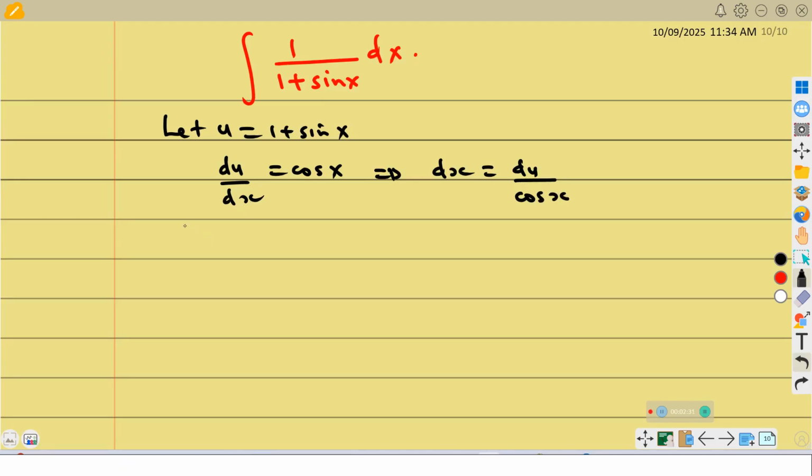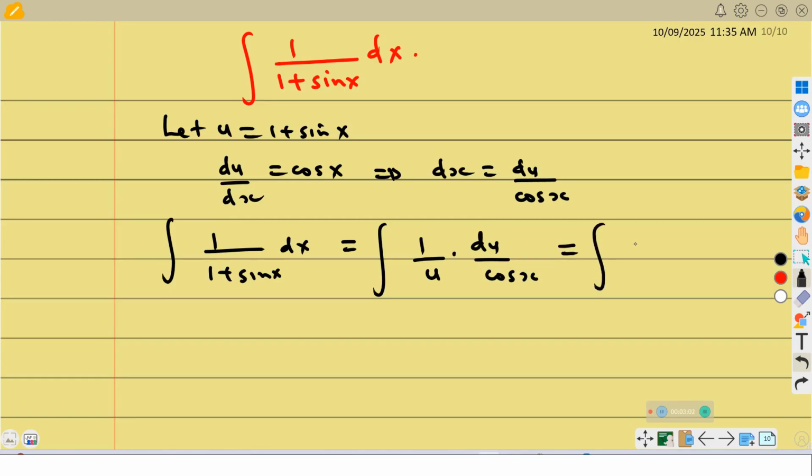But when you place it there, your integral of 1 upon 1 plus sine of x dx would be the same as the integral of 1 upon u, then times dx. So our dx is du divided by cos of x. And when you look at this, you realize this can be in the form of du divided by u times cos of x. So you need cos of x. You will need to put this in terms of u again. That is the square root of 1 minus sine squared, which is 1 minus u squared. So that is where you will land.